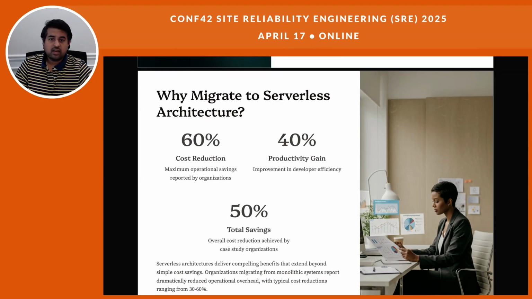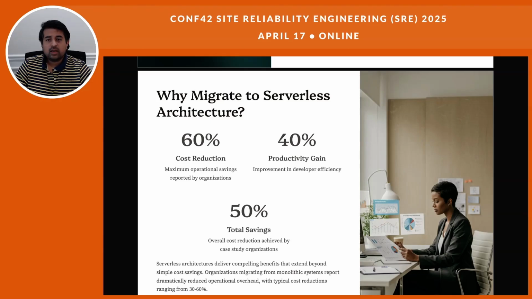Serverless architectures deliver compelling benefits that extend far beyond the simple cost savings. Organizations migrating from monolithic systems report dramatically reduced operational overhead, with typical cost reductions ranging from 30 to 60%. In some cases, organizations leveraging event-driven serverless patterns for specific workloads have seen cost reductions exceeding 70% due to the precise resource allocation and pay-per-execution models.